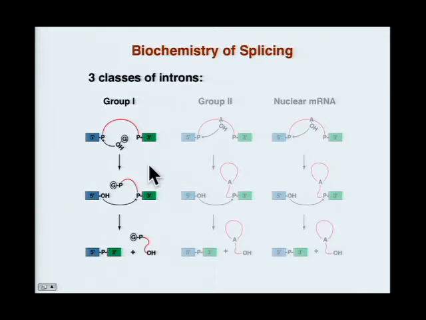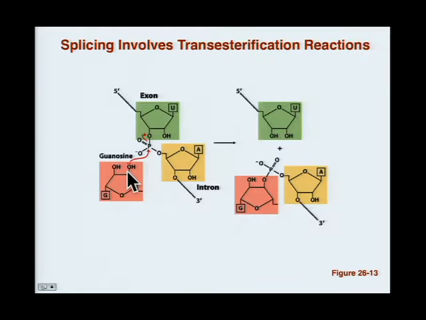I did shuffle things around in the PowerPoints last night. So here's the actual chemistry. We have transesterification reactions, two of them. So here you have a splice site, the 5' splice site. You have a phosphoester bond between these two bases, a U and an A, and a solvent-provided guanosine comes in and makes a new phosphodiester bond. So here you have a phosphodiester bond between U and A. Here you've jettisoned the U, and you now have a GA phosphodiester bond. And the intron itself helps to guide in this solvent-provided guanosine.